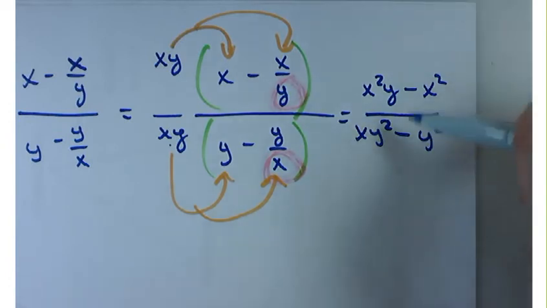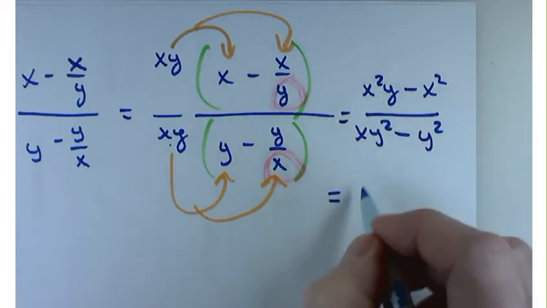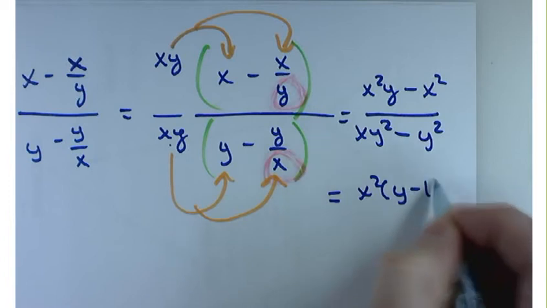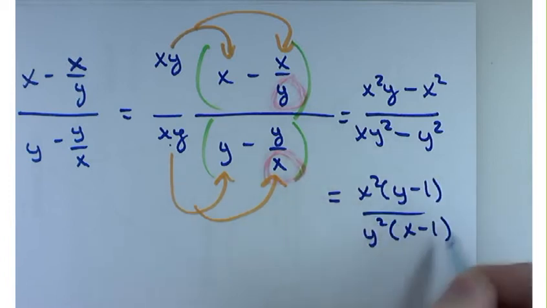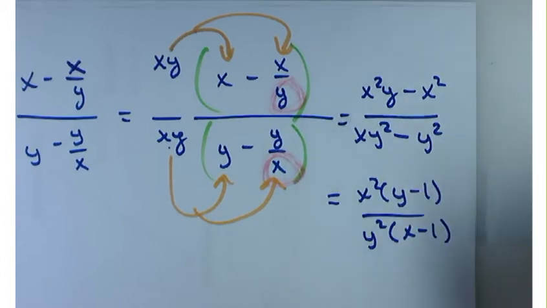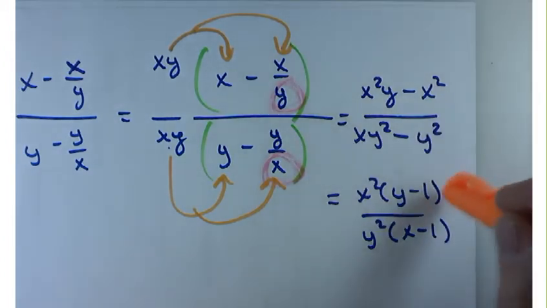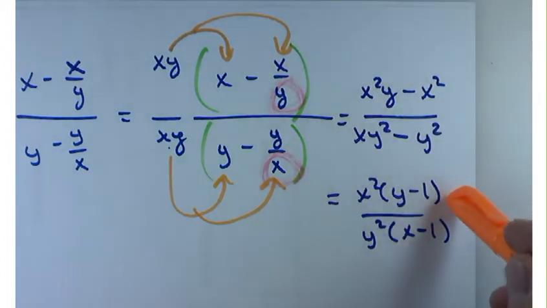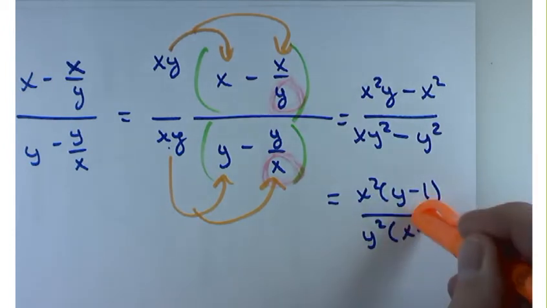If I wanted to, I can factor out an x squared from the numerator, which leaves behind y minus 1, and a y squared from the denominator, which leaves behind x minus 1. But that doesn't give me any extra cancellation. It's not like I can cancel these terms. They're different. So as far as I'm concerned, you can leave the answer this way or this way. You should get used to the fact that sometimes you are going to get some extra cancellations, so you should look for that. Try and factor this out when you're done.